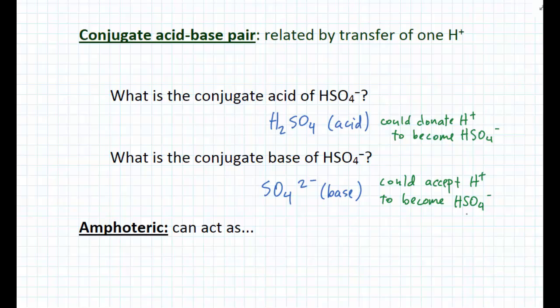So, if you're ever asked, what is the conjugate acid of this thing, what do you just need to do to its formula? If you're asked what is the conjugate acid, all you have to do is add H plus, right? That will turn that into an acid because it now has an extra H plus which it's able to get rid of. That's what acids do. When you're asked what is the conjugate base of something, what do you do? Yeah, you remove.